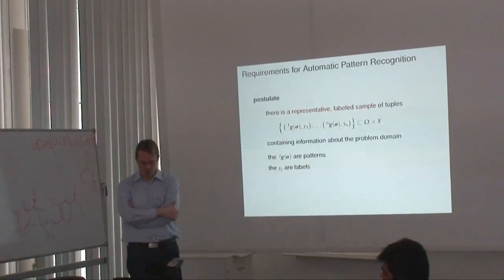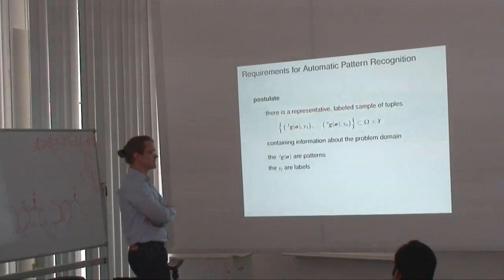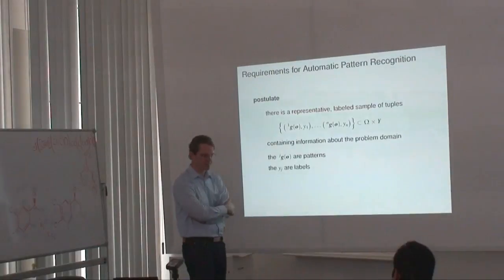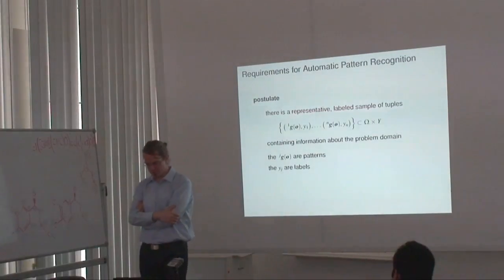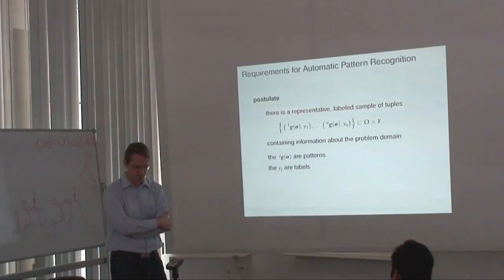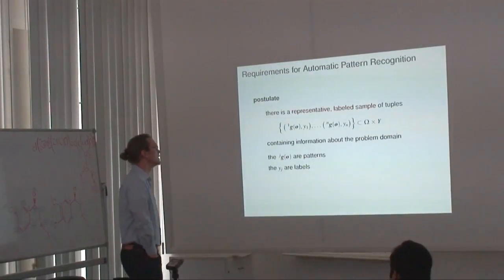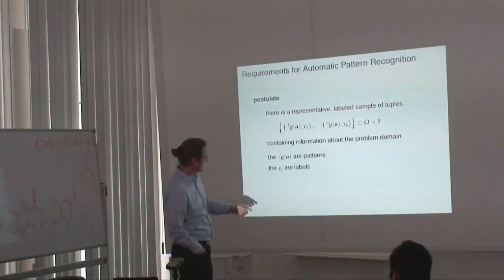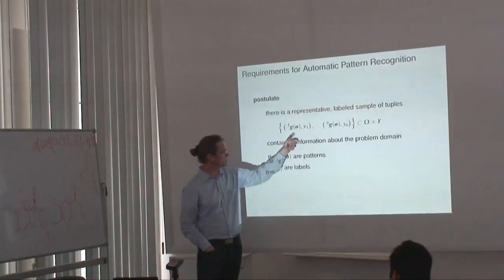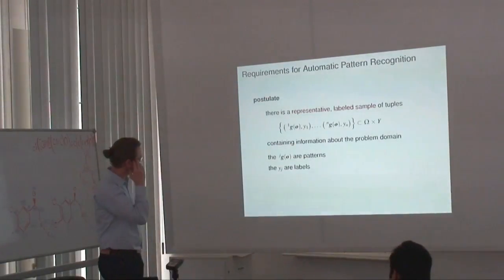Right? For pattern recognition, in the sense that we do want to assign names to things, and we want to assign patterns to classes, we require that we have, at some point in time, a representative labeled sample, where again, the first component of each tuple is a pattern, and the second component is a label.